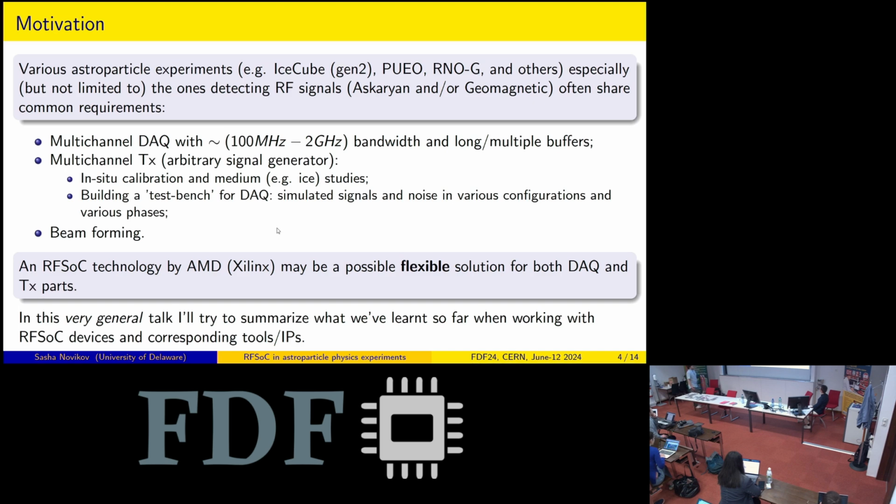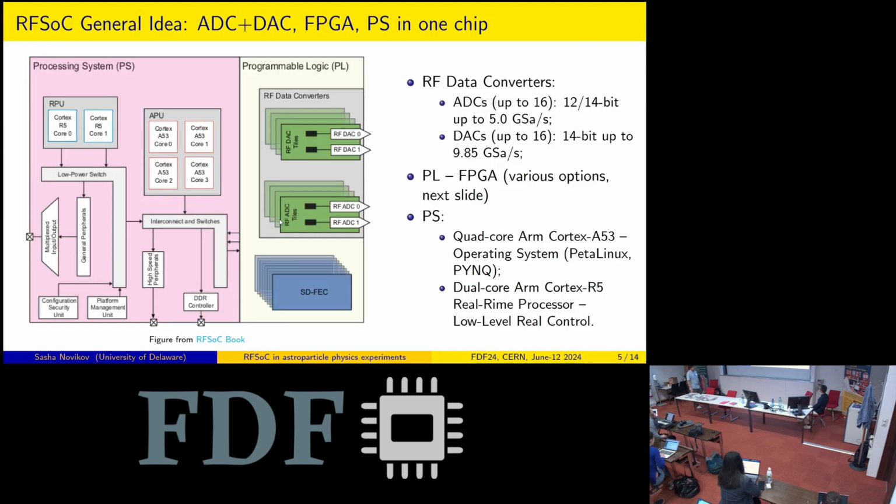So basically, it's a general idea of RFSoC. It's very cool, actually. Essentially, you have a system on chip, plus on the same chip you have ADCs and DACs. So it's like MPSoC, essentially, with added ADCs and DACs. So you have a PL system, which is FPGA, essentially. Then you have PS. Basically, you have two processors, one for low-level real-time control, the second one is more powerful, where you basically run an operating system like PetaLinux.